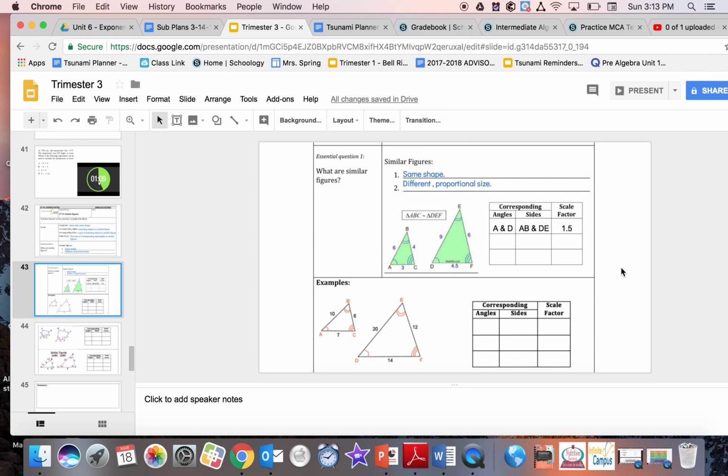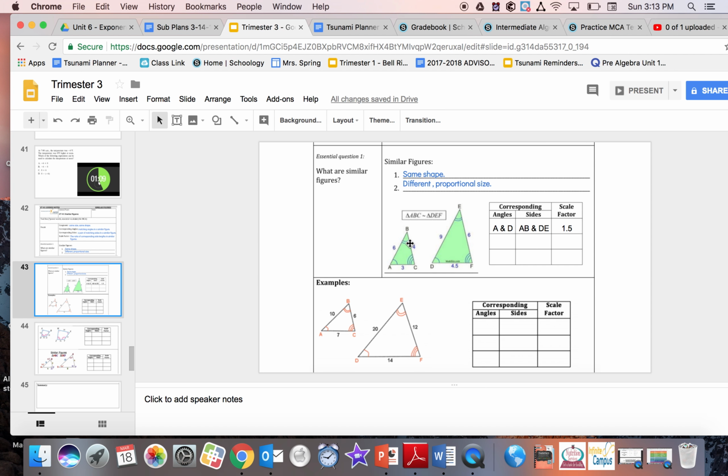All right, so we just talked that similar figures have to have the same shape, but different and proportional size. So these two triangles, triangle ABC and triangle DEF, there's that symbol that you may have just Googled. These two triangles are similar. We can see that because these symbols within the triangle show that their angles are corresponding, and that means they're the same. So this angle A is the same as angle D, and that's something that's always true in similar figures, that their angle measures are the same.